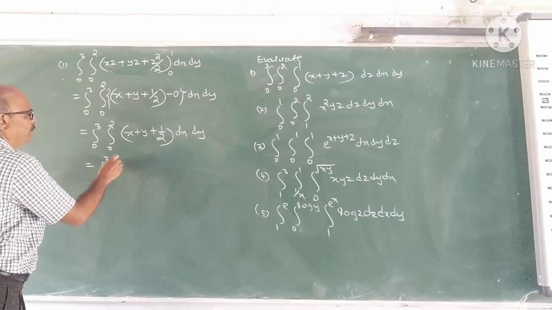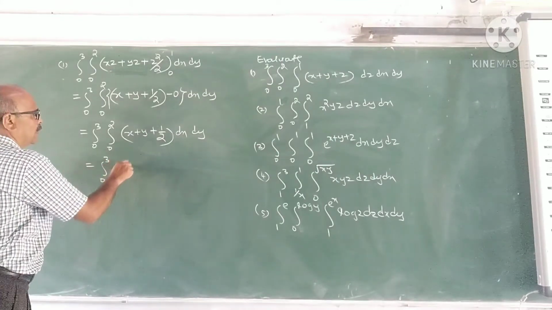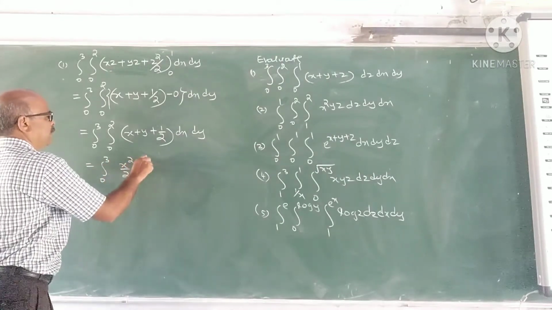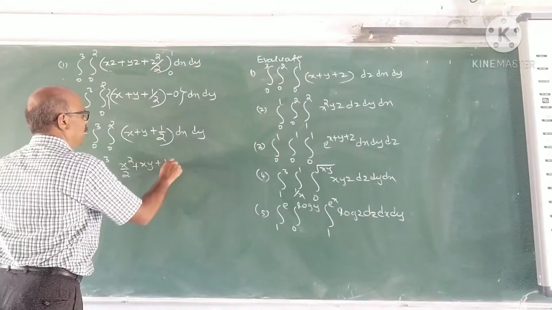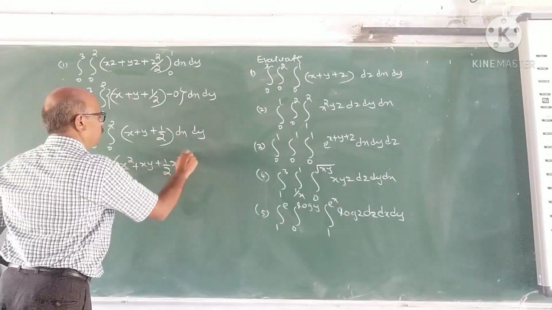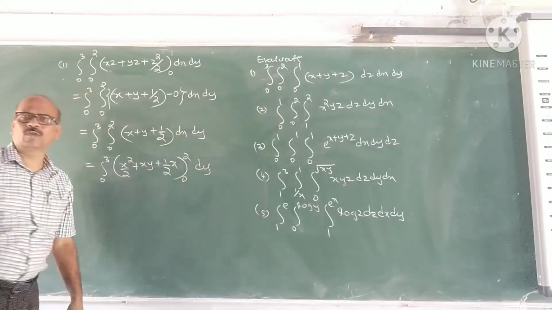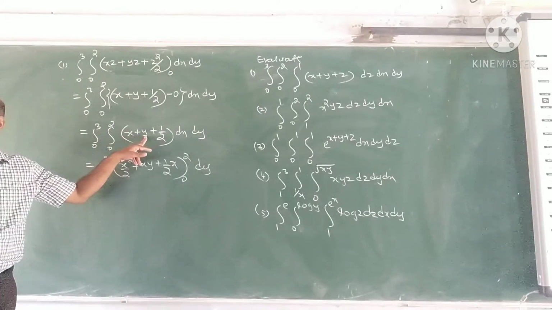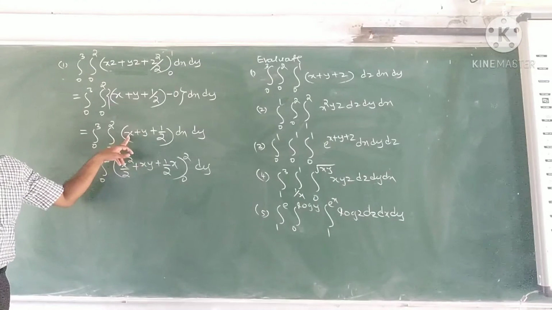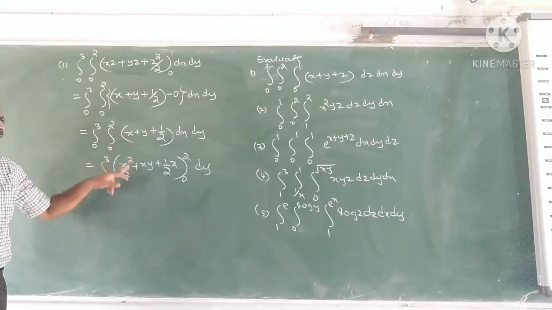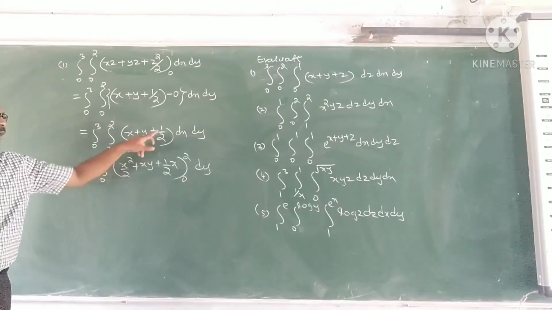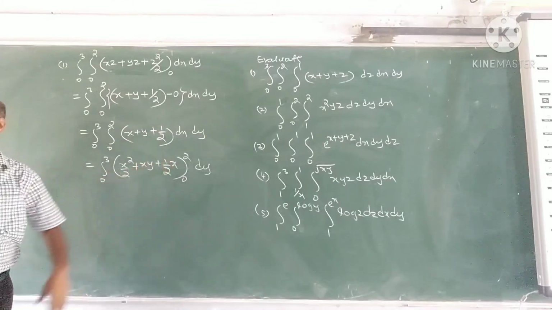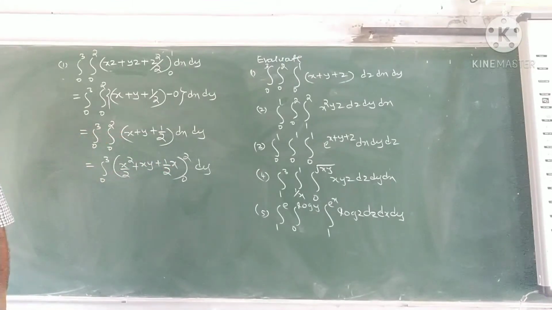0 to 3, x square by 2 plus xy plus 1 by 2 x from 0 to 2 with respect to y. Next thing is you have to integrate with respect to x. What is integration of x with respect to x? x square by 2, xy, and 1 by 2 x. Limit is 0 to 2.